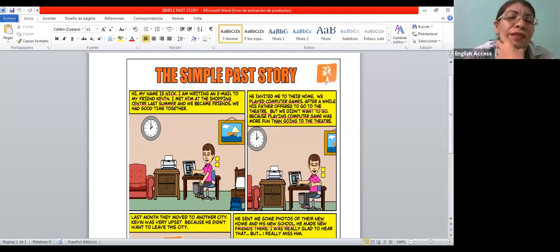Last winter, okay? Last winter or last December, last May, last April. And we became friends. We had a good time together. He invited me to their home. We watched movies. And after a while, his father offered to go to the park. But we didn't want to go because blah, blah, blah, and you change the ideas, okay? So that's what you're going to do. Only change the underlined words.